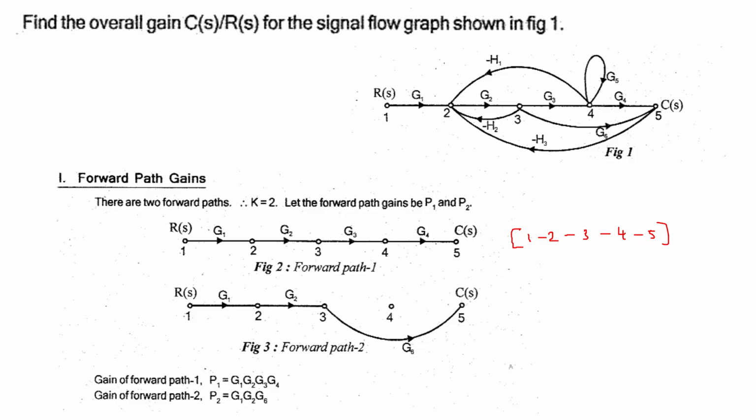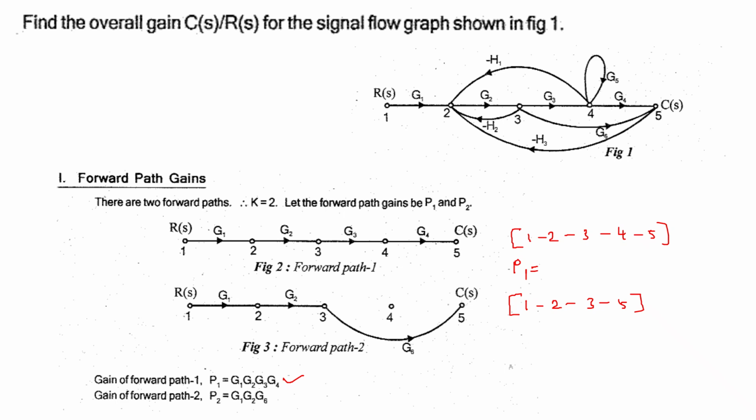What is the representation of this forward path? Let us say P1. Multiply all the gain elements available in the path. That will give you G1 into G2 into G3 into G4. Similarly, we have another path which takes 1, 2 to 3 to 5. It is not passing through the point 4. So I can write the path in terms of nodes 1 to 2 to 3 to 5. So we have 2 forward paths here.